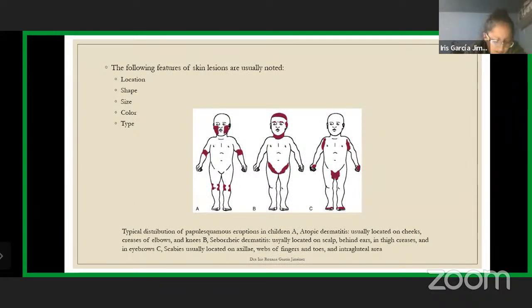Moreover, we have the following features of skin lesions that we have to consider: location, shape, size, color, and type, just as information to take into account. And this is the order that we usually use to describe these situations, these lesions, these structures, okay? And in this slide, we can see three kids and a typical distribution of a papular eruption, okay? So just information for checking vocabulary and taking into account that it's important. Well, go ahead.